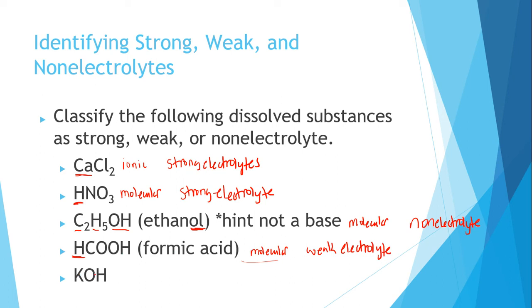And the last one, KOH. Here, we have to ask ourselves, ionic or molecular? It's automatically ionic because potassium is a metal. And remember, ionic compounds are going to be strong electrolytes.